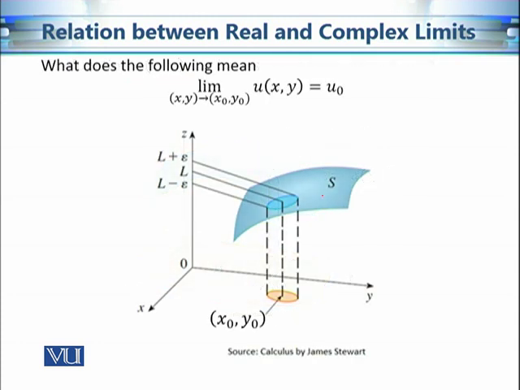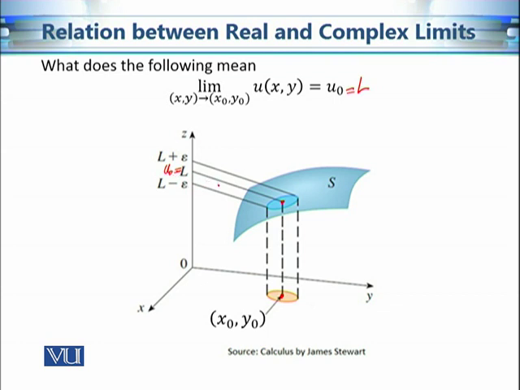Now what does this limit mean? This limit means that whenever we are getting closer and closer to this point x0, y0, then the functional values are getting closer and closer to u0. In other words, the distance between u of xy and u0 is getting smaller and smaller. Okay, so in this picture, let's say this is L. So in this picture, we can say that the functional values are getting closer and closer to this number u0.